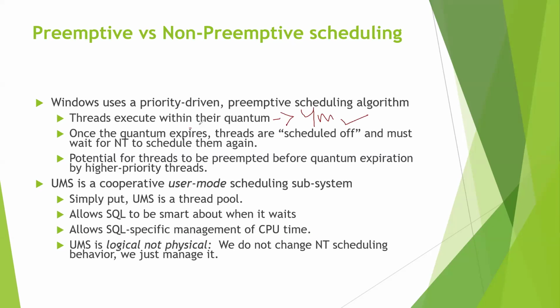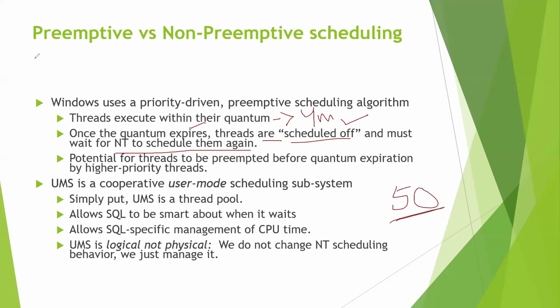Once the quantum expires and that 4 milliseconds is completed, threads are scheduled off and must wait for NT, the NT system, whatever the Windows operating system or the kernel, to schedule them again. When will this be scheduled again? Suppose 50 threads are at the kernel level, CPU level; once all 50 are completed, the first thread will again get a chance to execute, right? And there are 3 points that I mentioned. First, 2 points that I mentioned.